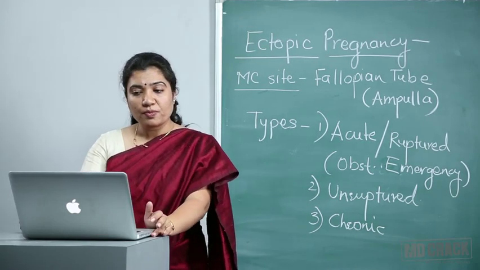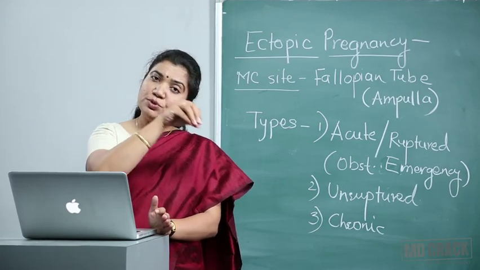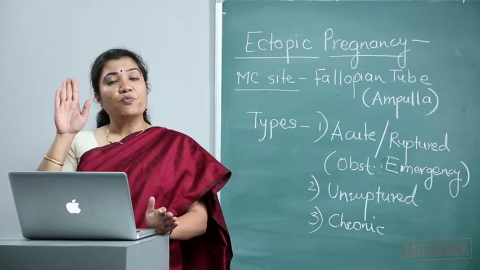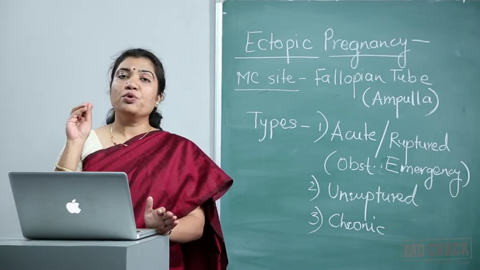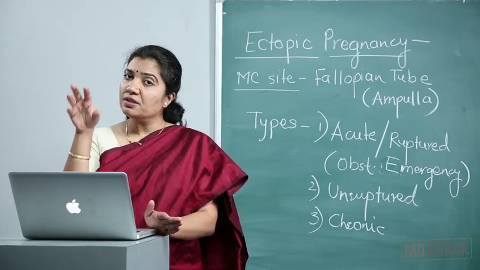What is the etiology? Usually when the fertilization takes place in the fallopian tube, the ciliary action of the fallopian tube muscle or the interstitial ciliary portion brings that embryo to the uterine cavity and there the implantation takes place. This is a normal phenomenon. Suppose there is any problem which avoids this, that means the factors preventing or delaying the migration of this fertilized ovum from the fallopian tube to the uterine cavity, these factors will cause implantation in the fallopian tube itself. They are avoiding this transfer to the uterine cavity. So the implantation takes place in the tube itself.